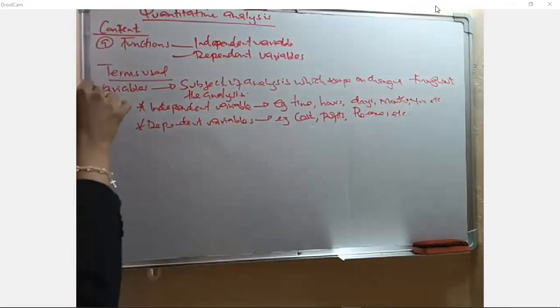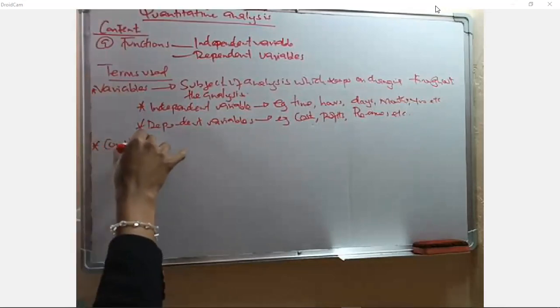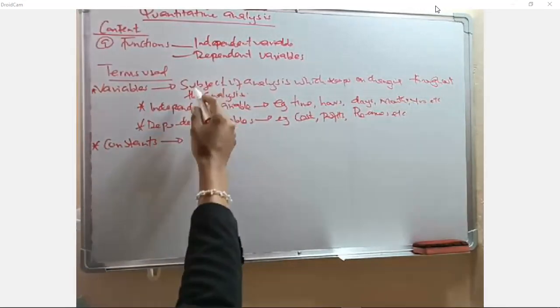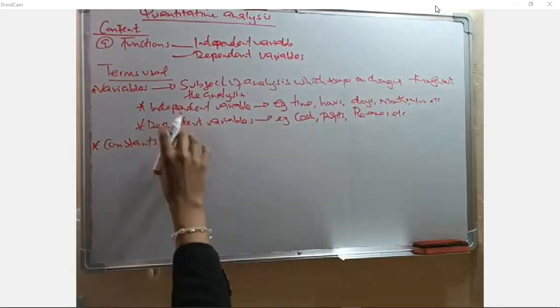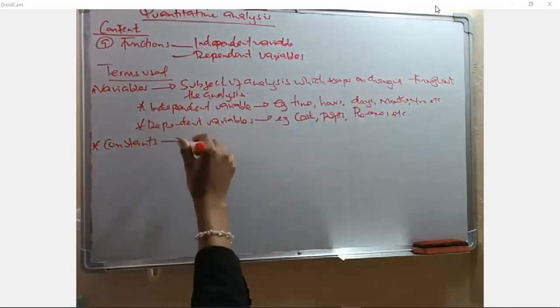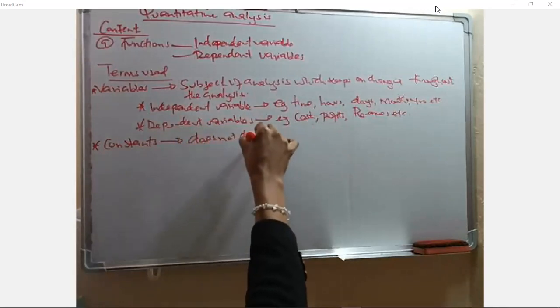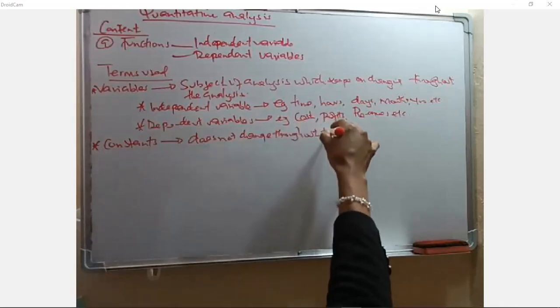The other term which is basically used is normally called constants. Something that is constant is the subject of analysis which does not change. Because here we say a variable is the subject of analysis which keeps on changing, right? Here we are saying it is a subject of analysis which does not change throughout the analysis.